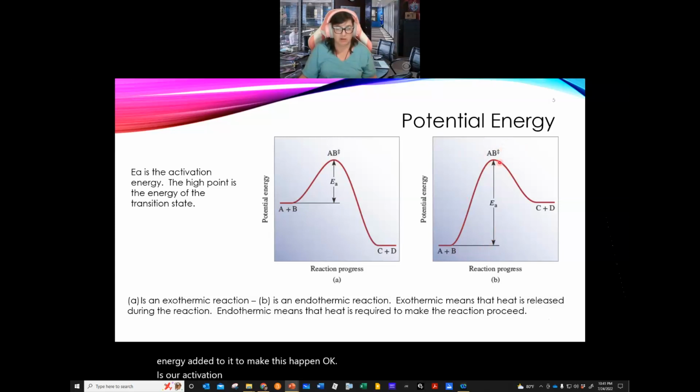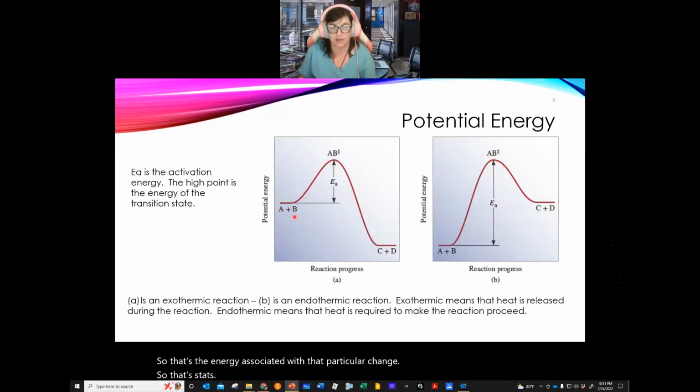AB up here, this is our transition state. We start with our reactants, A plus B, and our product, C plus D. The difference between A and B and C and D is the enthalpy of that reaction. Okay, so that's the energy associated with that particular change. Right? So that's that.